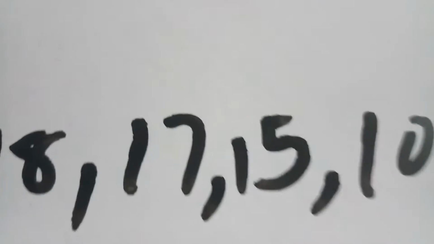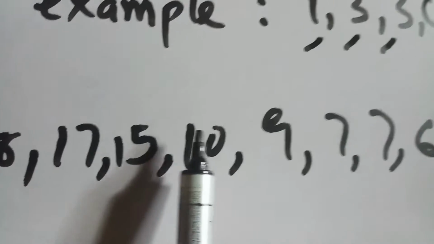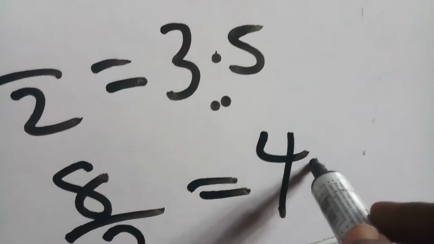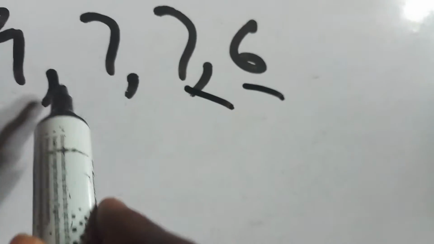But another way, if we have an even number of scores like this one, we have 18, 17, 15, 10, 9, 7, 7, 6. Let's count it: 1, 2, 3, 4, 5, 6, 7, 8. If you divide 8 by 2, it will give you 4. So there is no remainder. In this case, you count 3 to this side, 1, 2, 3, and 3 to the other side, 1, 2, 3.